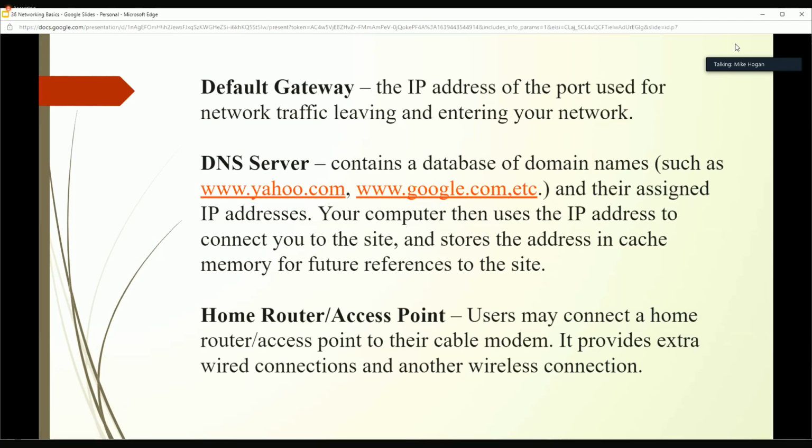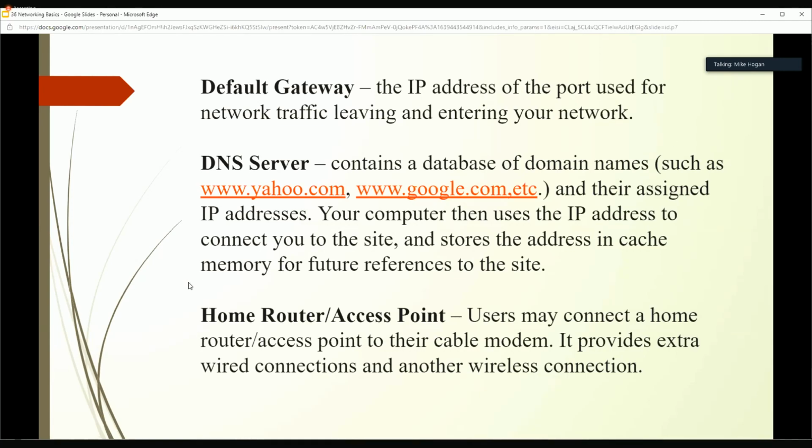And so with the DNS server, you type in your URL, and it will immediately send that to the DNS server. So the DNS server can turn that into an address, an IP address, and then begin to route that traffic to the proper destination.